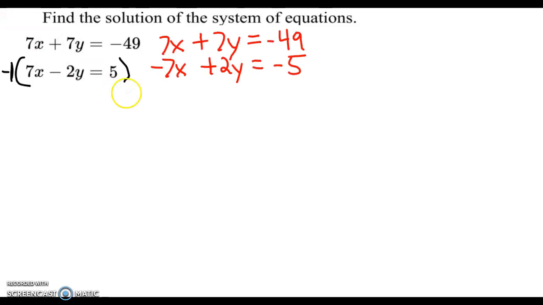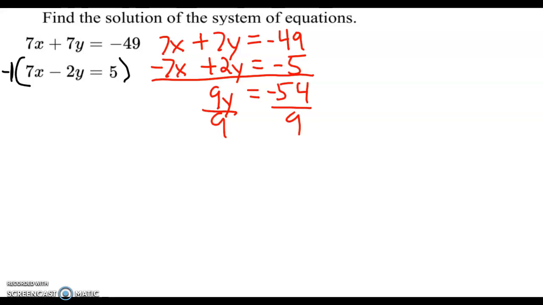Okay? And when we do, I'm going to rewrite it over here. The top, I wrote exactly the same. And the second one here is negative 7x, positive 2y, and now negative 5. Now we can add, and it eliminates here. So 7x minus 7x is 0. 7 plus 2 is 9y. And same sign, find the sum. 49 plus 5 is 54, negative 54. Now we're just going to solve for y and divide by 9. And we get y is equal to negative 6.